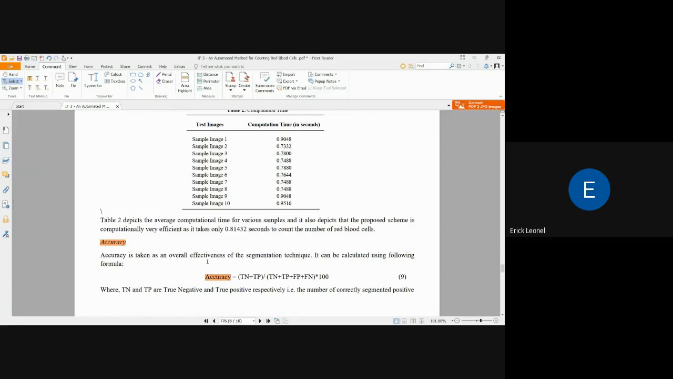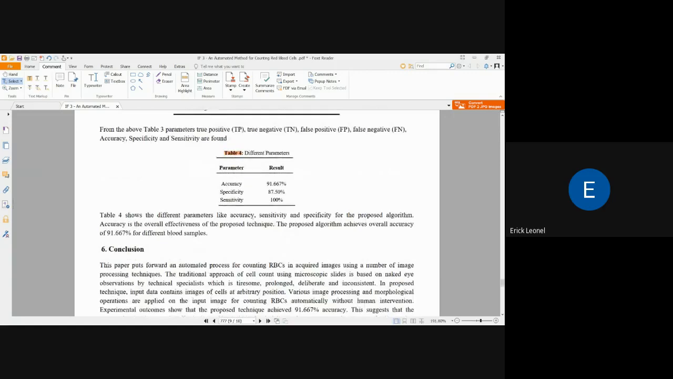About accuracy, we can mention that it can be calculated according to this formula, where Tn and Tp are the numbers of correctly segmented negative and positive samples, and Fn and Fp are false negative and false positive, I mean the numbers of incorrectly segmented samples. And finally, table 4 shows the different parameters for the proposed algorithm, and we can see that it achieved an overall accuracy of 91.6% for different blood samples.